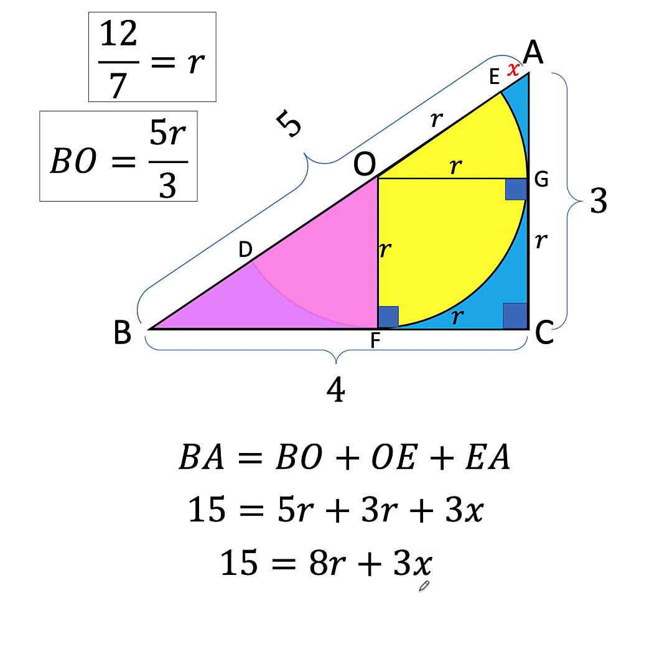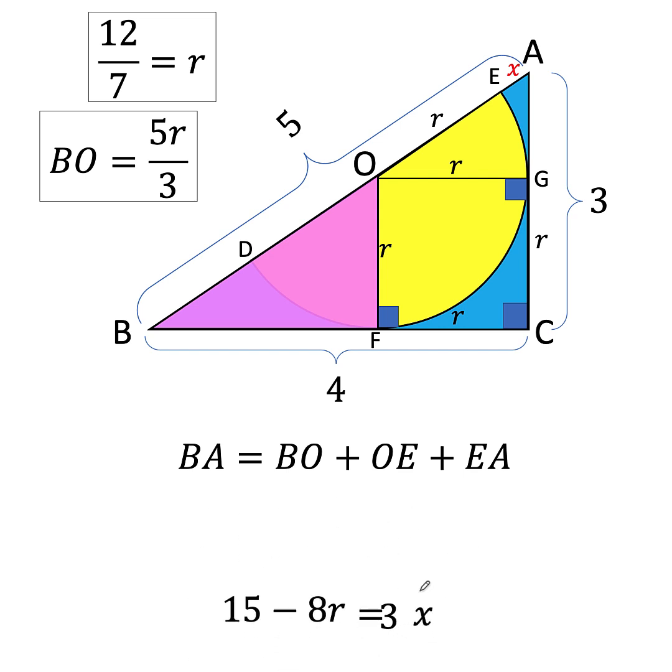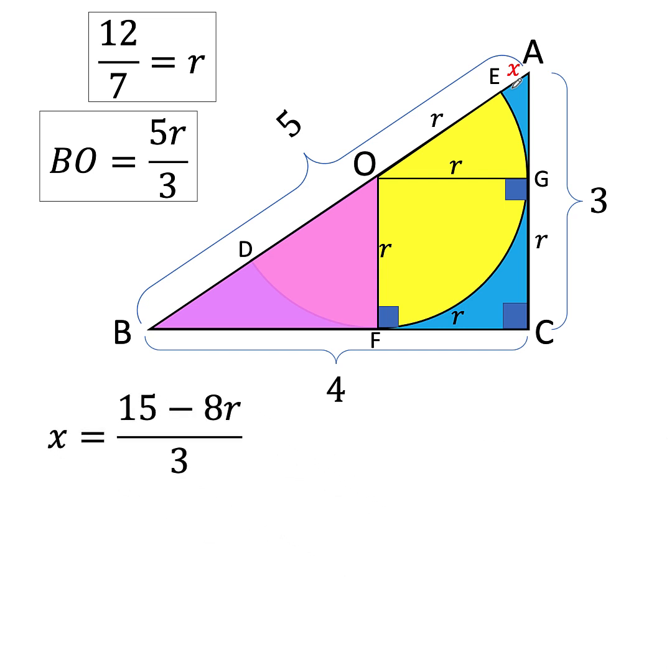And solve for x. We subtract 8R from both sides of the equation and divide by 3 to arrive at x equals 15 minus 8R over 3. And since we already know that R is equal to 12 over 7, then we can now find the value of x, which is the length of segment EA that we would like to find in this problem. So applying the symmetric property of equality to put x at the left side of the equation, and substitute now 12 over 7 for R.